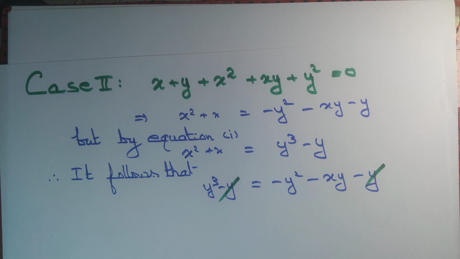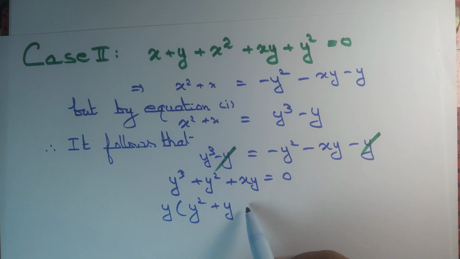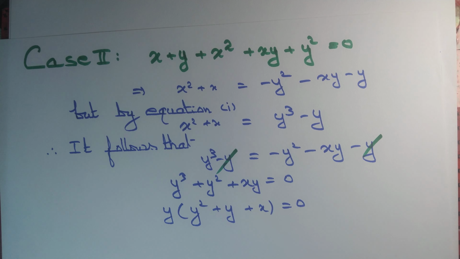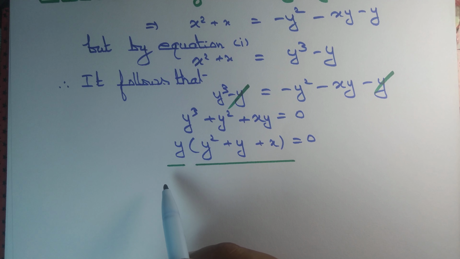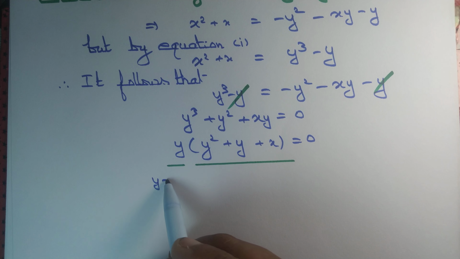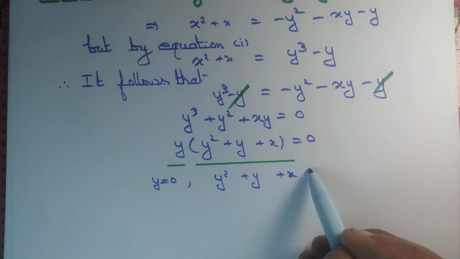Let's do it, and take everything to the left hand side. So y cube plus y square plus xy equal to 0. Now we take y common, and I'm left with y square plus y plus x equal to 0. Once again, if the product of two numbers is 0, one of them has to be 0. Either y has to be 0, or y square plus y plus x equal to 0.